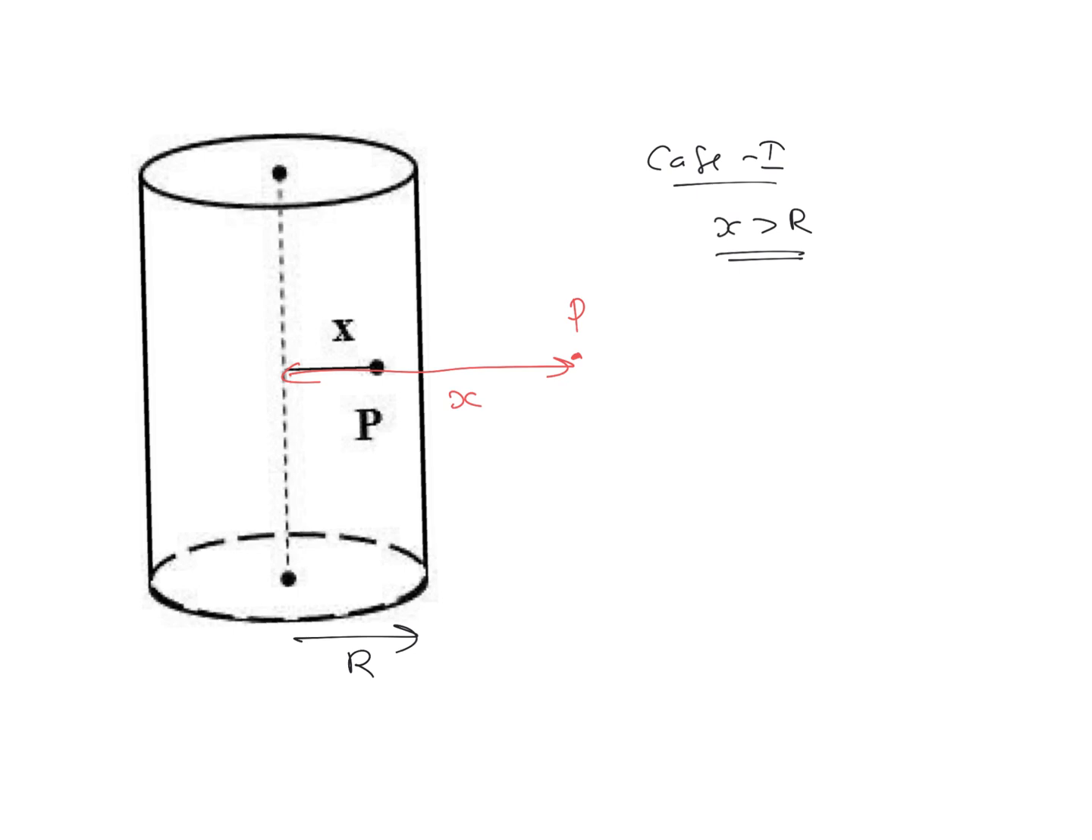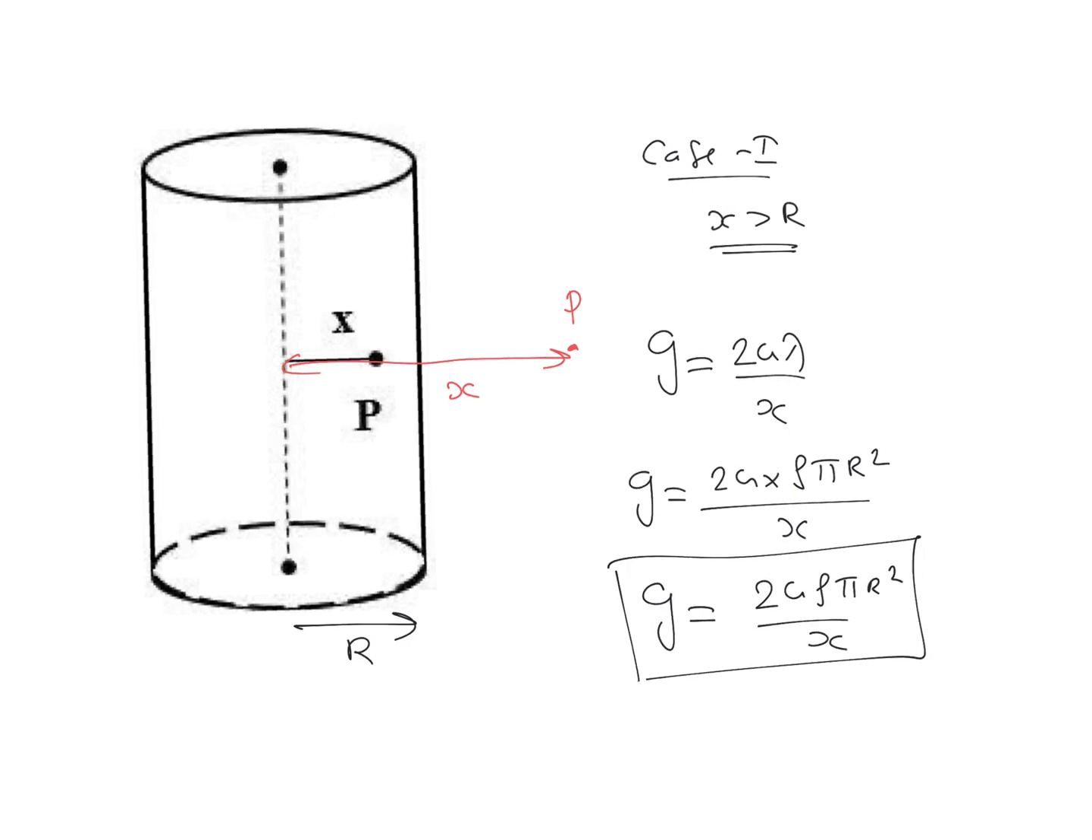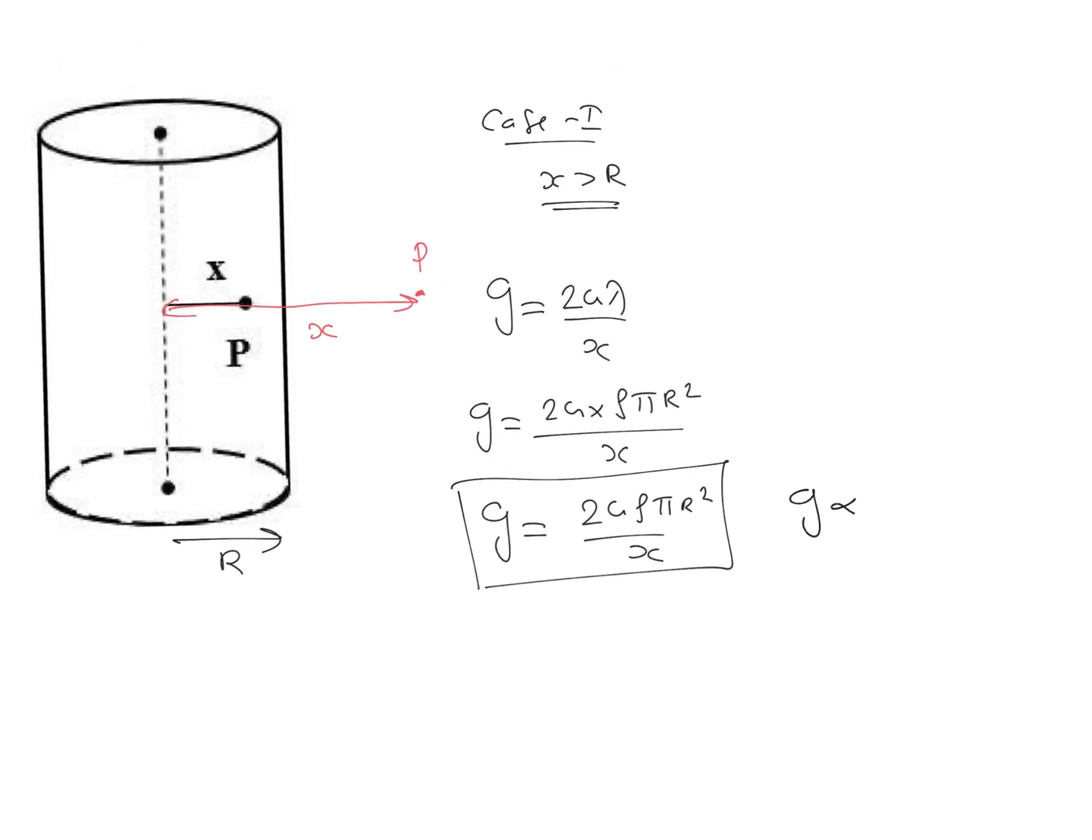So if this point is outside, we can use the equation for a gravitational field due to a cylinder, that is 2G lambda divided by x. So we can write this is equal to 2 into G into the value of lambda. We just calculate it as rho into pi into r square divided by x. So the equation for a gravitational field outside is 2G rho pi r square divided by x. And you can observe that at an outside point, the value of gravitational field is inversely proportional to x.